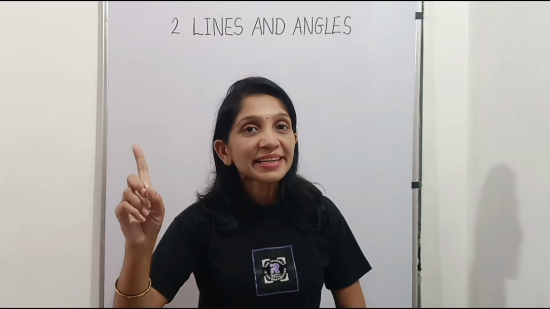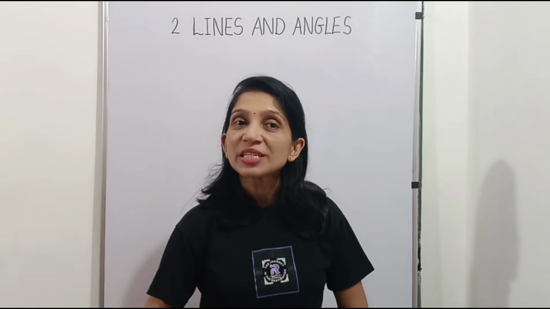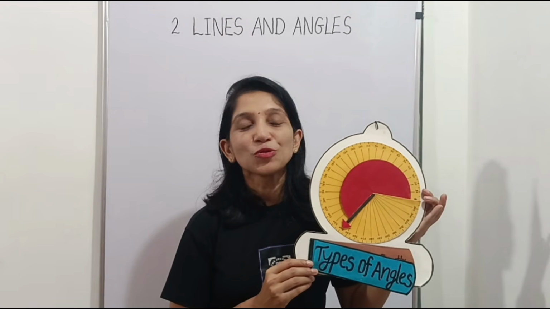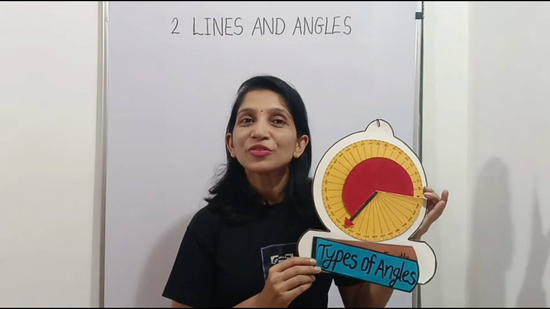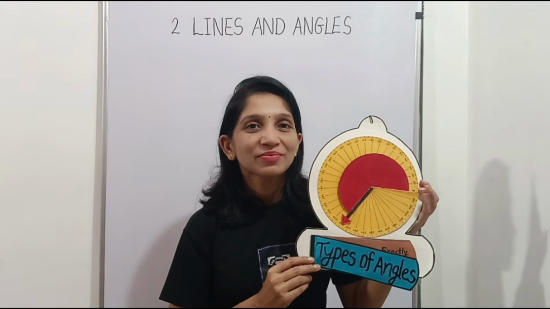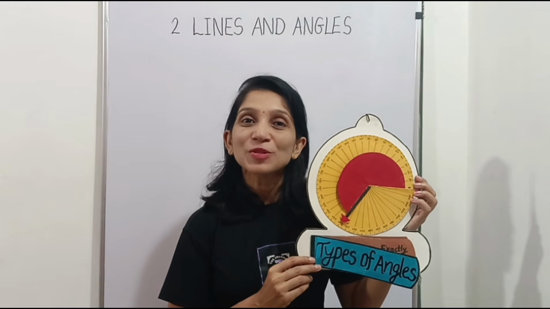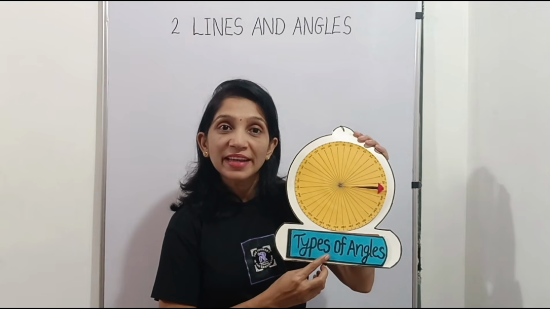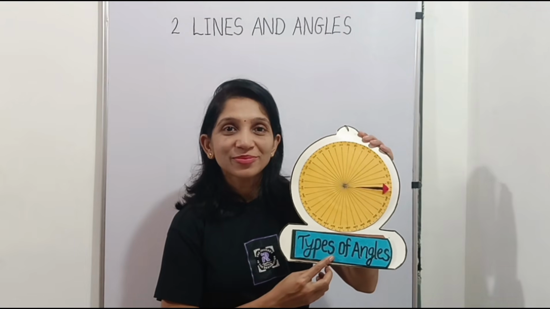But to become real detectives, we need tools. So I made this magic angle tool for you. With this tool, we will catch our next suspect. The 7 types of angles. Let's start. Suspect 1, zero angle.